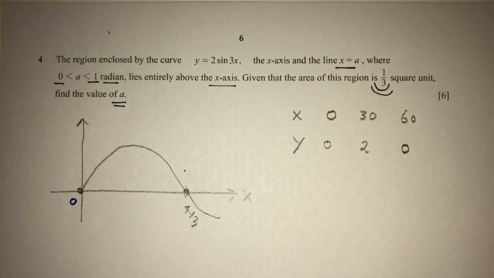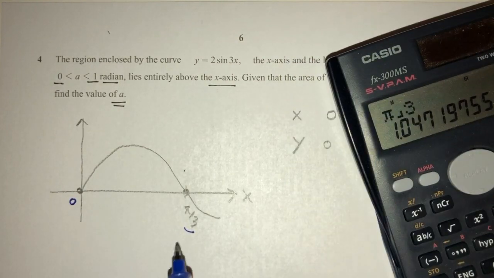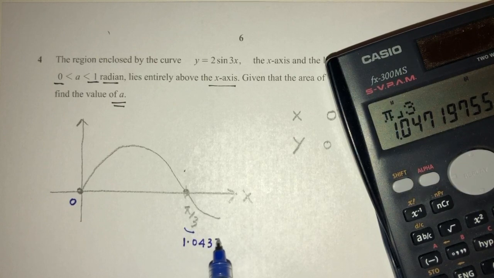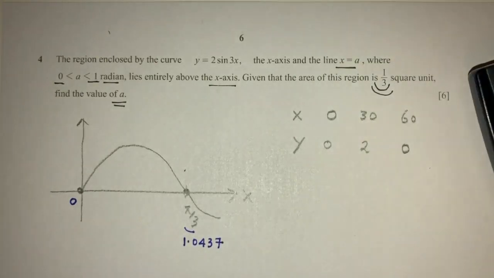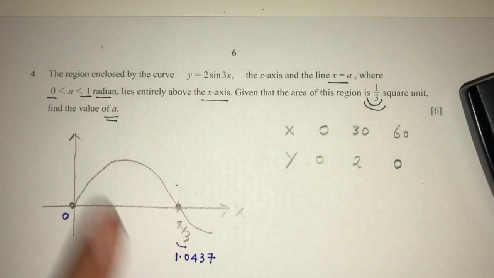So the idea is very simple here. We are trying to draw something to understand what area we are trying to find. Now, what is pi by 3? Pi by 3 is 1.0437. So we know that a has to be less than 1, so it has to be before this value.